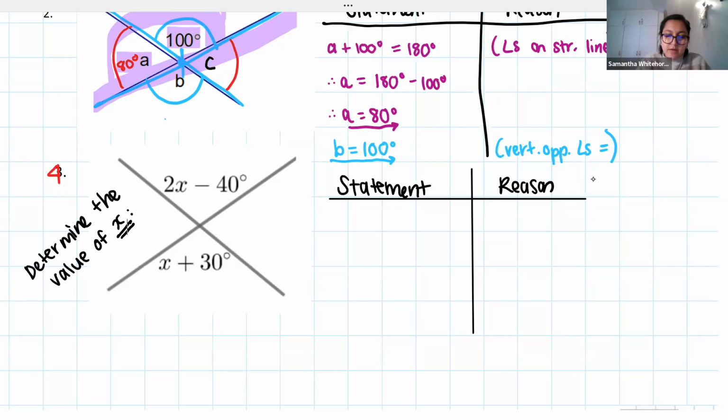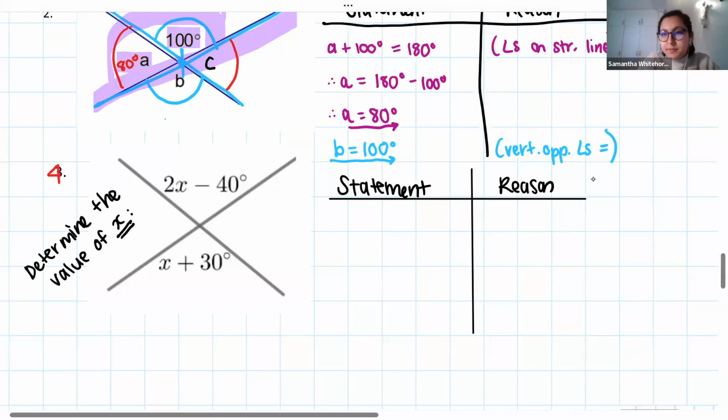Quite a mixed bag of answers. Again, grade 8s, once you've got x, you've got x. There shouldn't be two values for x. x is x. If you sub it back in, you'll get different values for your actual angles, but x is x, that's it.